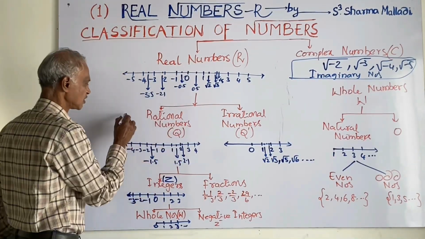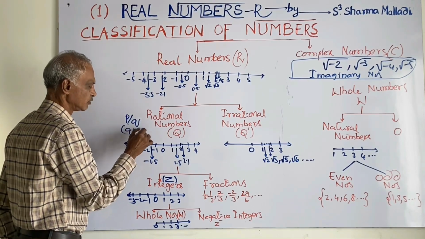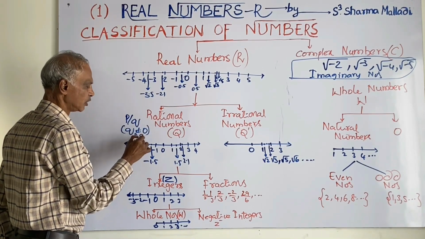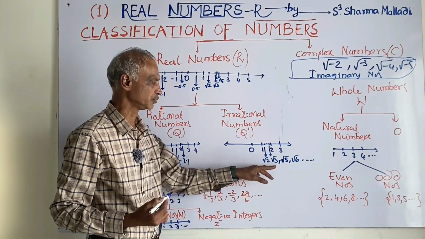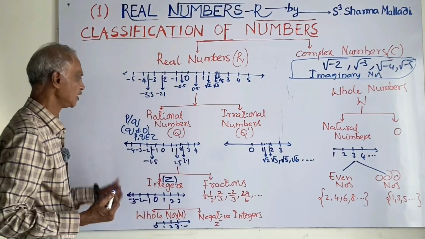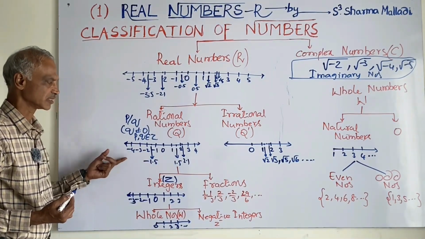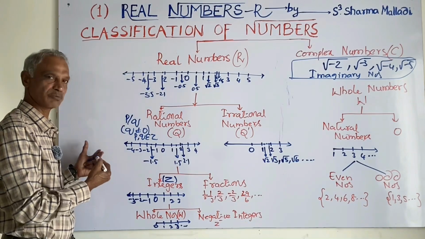Rational numbers are in the form of p by q, where q is not equal to 0, and p, q are integers. Irrational numbers means root 2, root 3, root 5, root 6. These are irrational numbers. Now rational numbers: 0, 1, 2, 3, 4, 5, minus 1, minus 2, minus 3, minus 4.